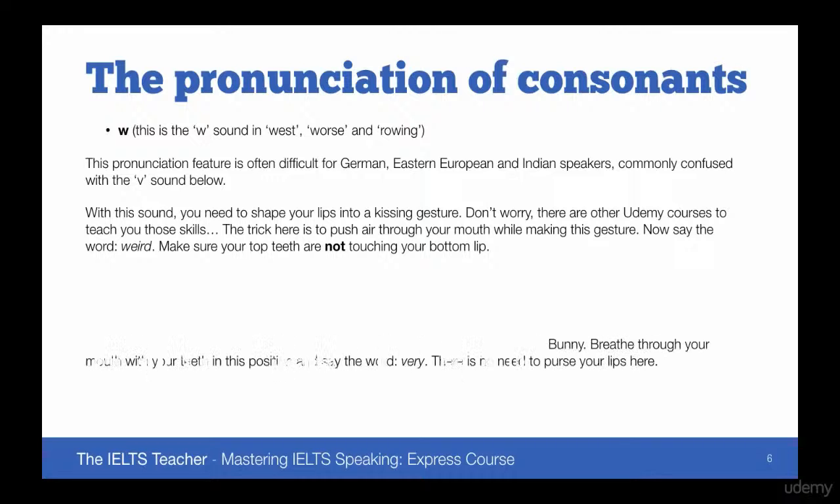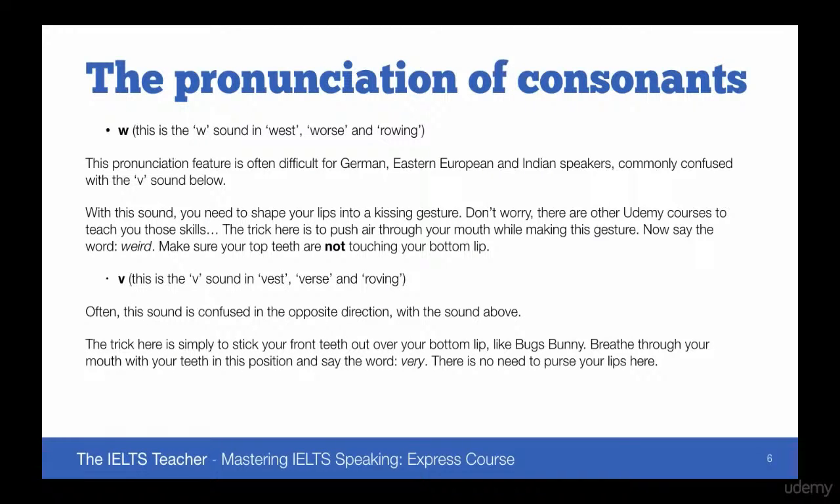As I say, this sound is often confused with the w sound, but the trick here is simply to stick your front teeth out over your bottom lip, like Bugs Bunny. If you imagine Bugs Bunny, you can imagine those front teeth coming down over the bottom lip there. Then breathe through your mouth with your teeth in this position and say the word very. Very. Again, exaggerate this. Stick your teeth out really far over the front of your bottom lip, and this should make it a very easy sound.